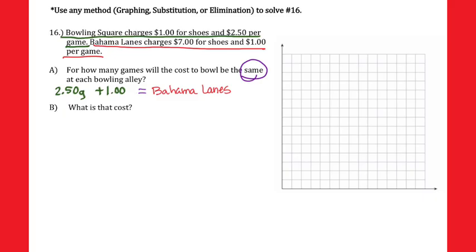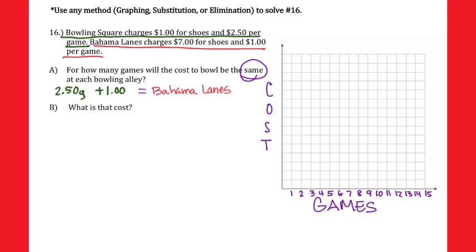Bowling Square charges $1 for shoes and $2.50 per game, where Bahama Lanes charges $7 for shoes and $1 per game. When will they be the same? So I write these two equations out and I solve for when they are the same, right?